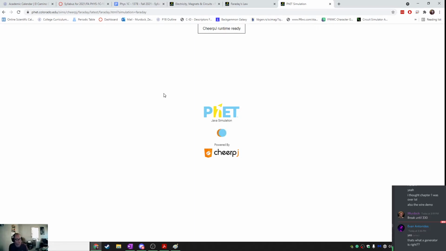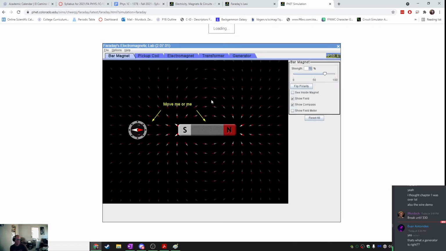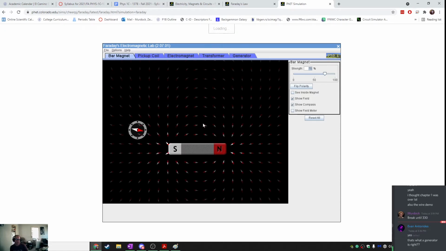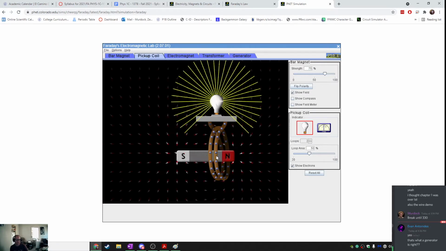What I'm going to show you now, Evan, is a little closer to what's going on with the generator, assuming that actually loads up. Let's see if it loads up or not. Doesn't seem like it's going to load. Oh, graphics system is initializing. Okay, so bar magnet. This just shows field lines. Nothing exciting there. Pickup coil. So here, this one works way better.